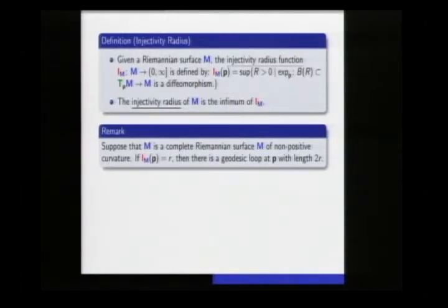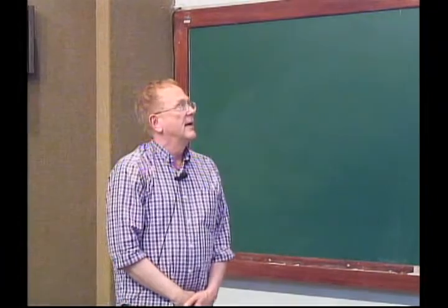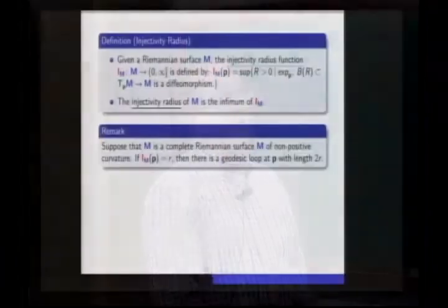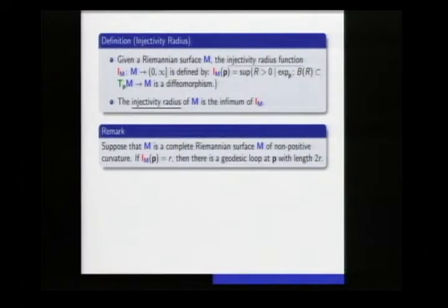So let's try to do this. This is going to be important for understanding certain things about minimal and constant curvature surfaces. So why is this result true? I put it as a remark, but let's just try to see why it's true. Okay, so we have a complete Riemannian surface of non-positive curvature. When one studies surface geometry, one looks at geodesics, one looks at Jacobi fields. For geodesics, one studies this exponential map.